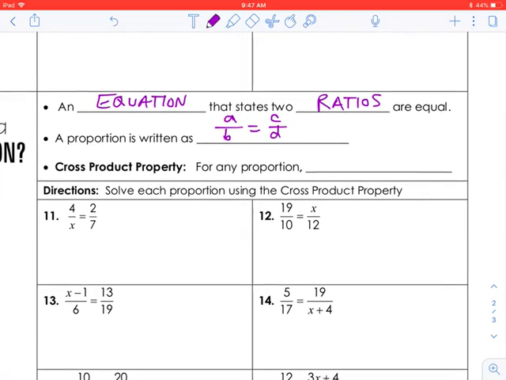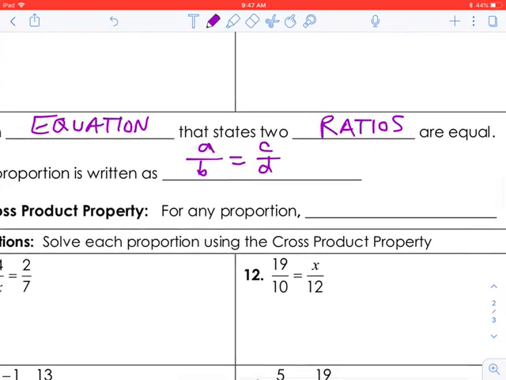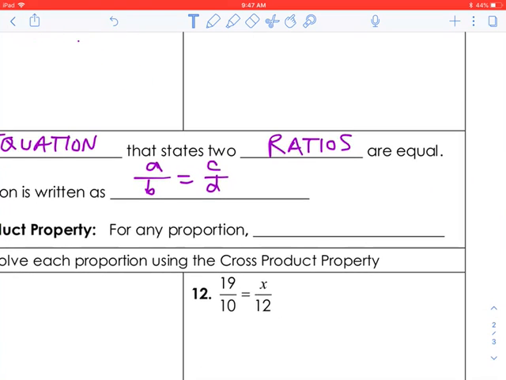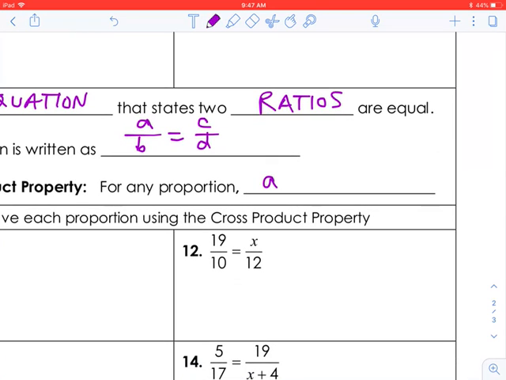Okay, so the cross product property says that if you have a proportion, you can always cross multiply. A times D equals B times C. Cross multiply.